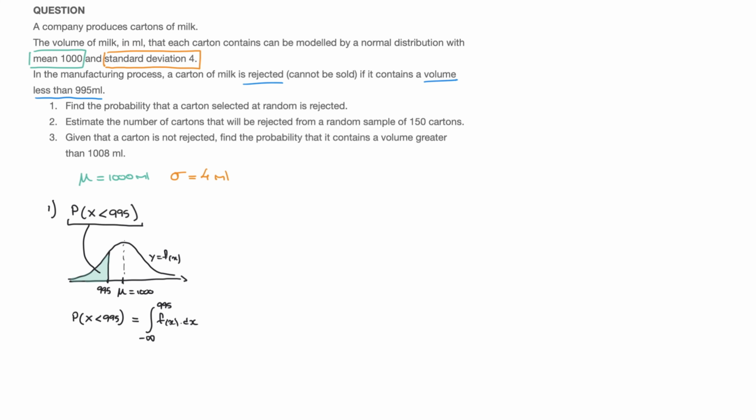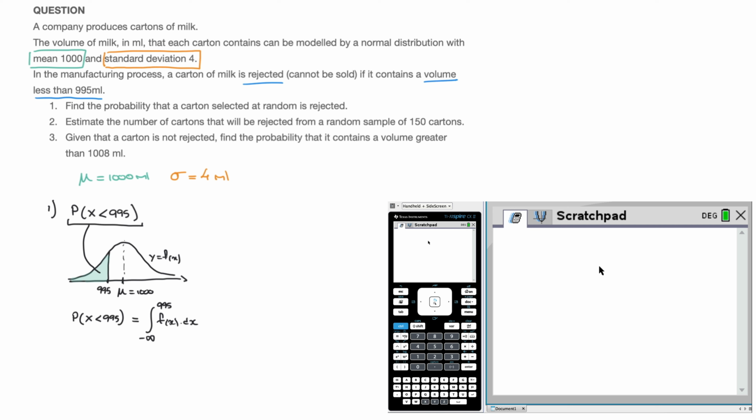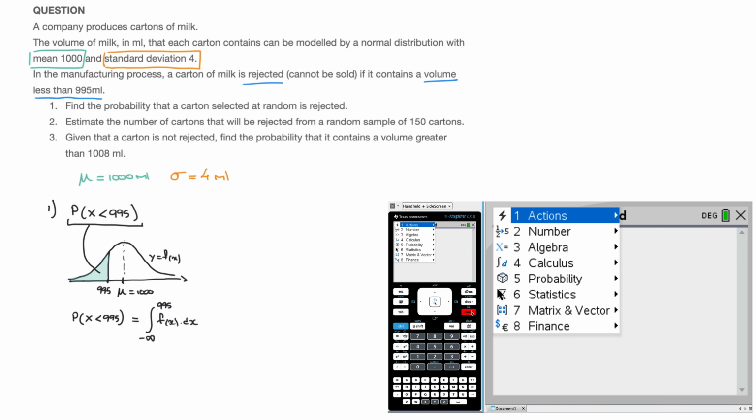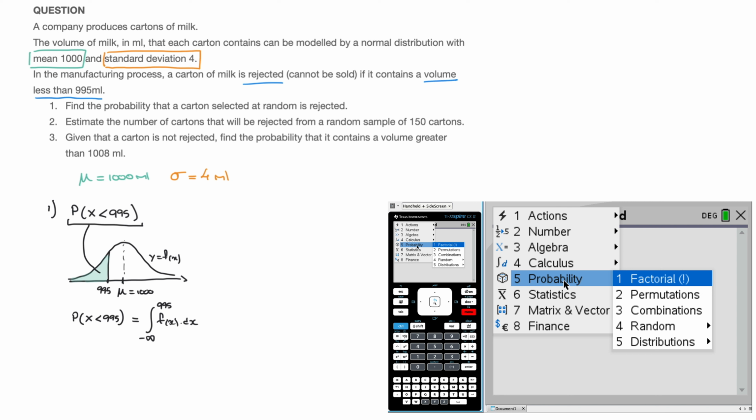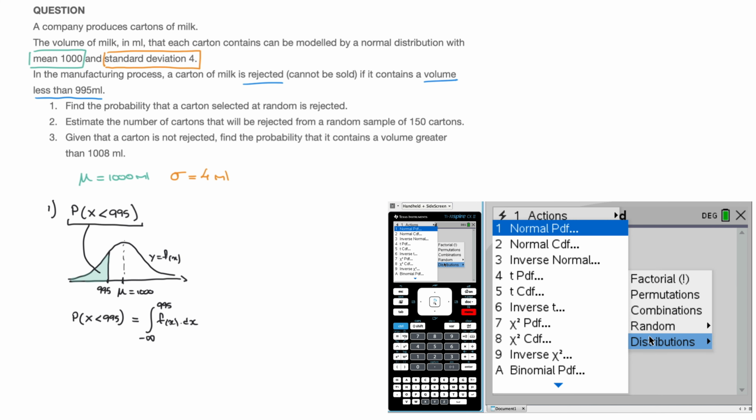And now that that's written, I move over to my calculator, which you can see on the screen here. This is the TI Inspire CX. And to calculate this integral, and therefore this area, we use the normal CDF function, which stands for normal cumulative density function. Now on this calculator, I find that by clicking on Menu, followed by the fifth option Probability, followed by the fifth option again Distributions, and we can see it right here, the second option Normal CDF. So I click on that.